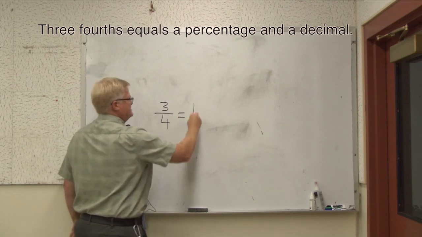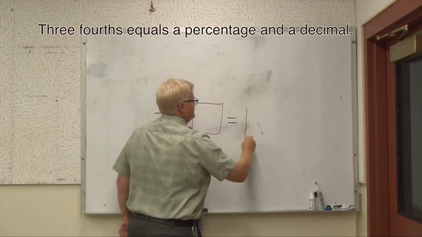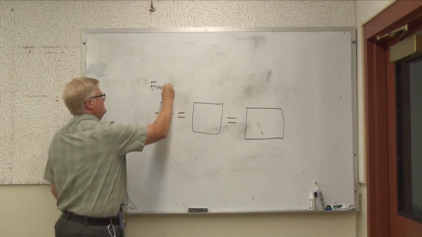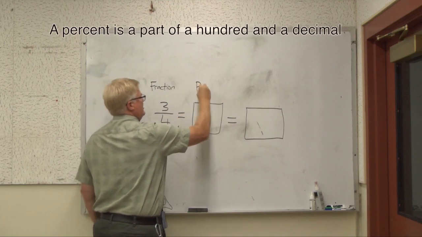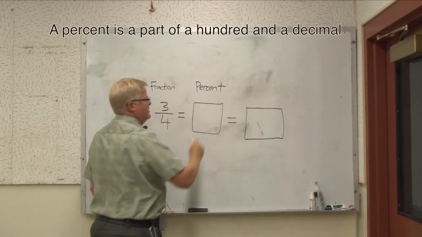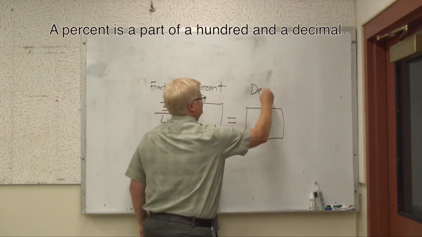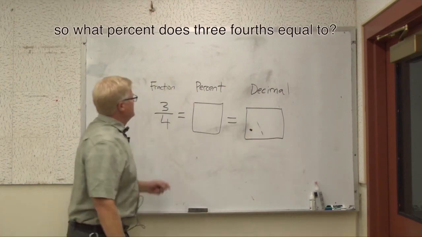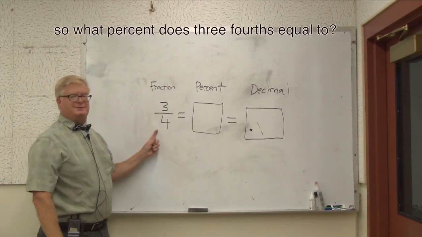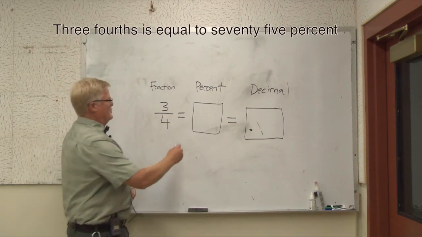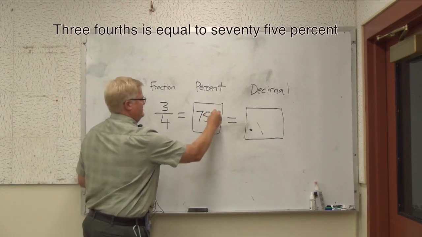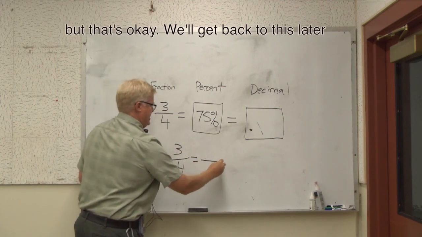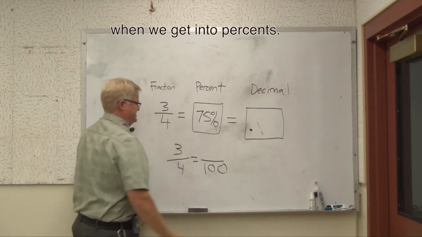3/4 equals a percentage and a decimal. This is the fraction. A percent is a part of 100, and a decimal has a decimal point. So what percent is 3/4 equal to? 3/4 is equal to 75%. And how can we prove that? We're getting a little bit ahead of ourselves, but that's okay. We'll get back to this later when we get into percents.